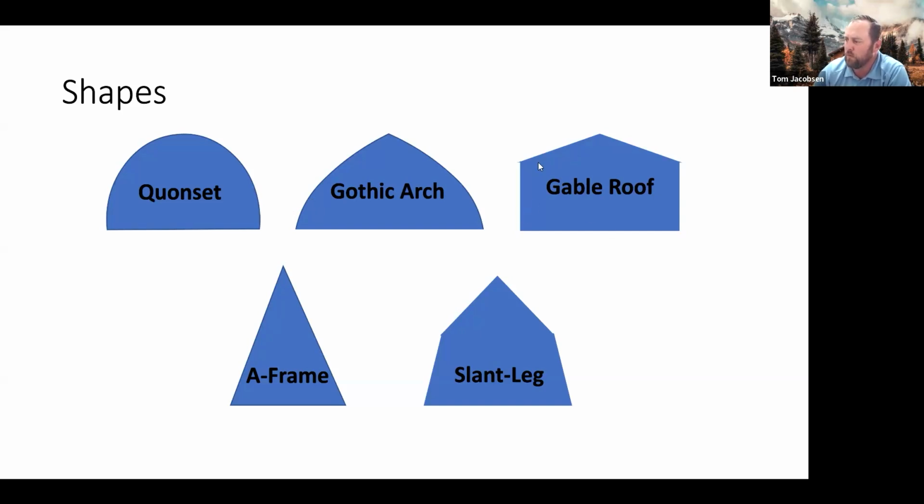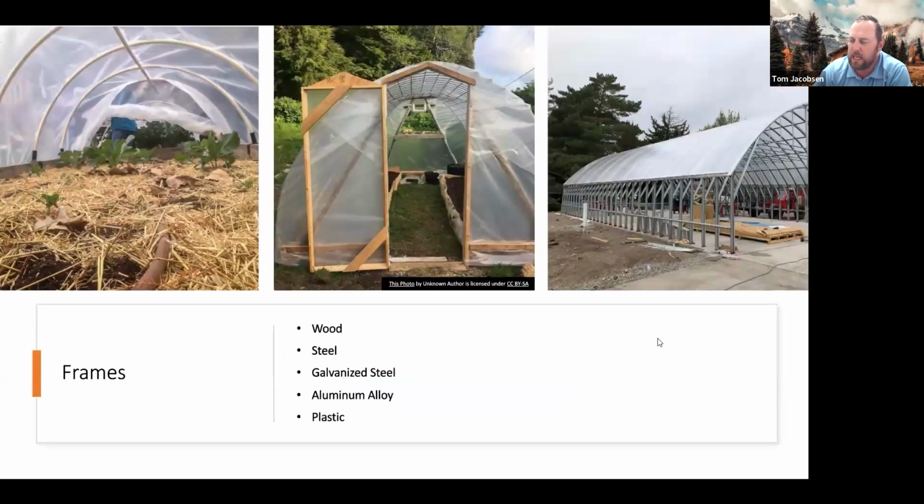A gable roof just looks like a traditional home, right? With a rafter on the top. The slant leg, A-frame. Anyways, those are the shapes that we've got. Frames, what you build your greenhouse or your high tunnel out of, is going to depend a whole lot on how much money you have to spend.